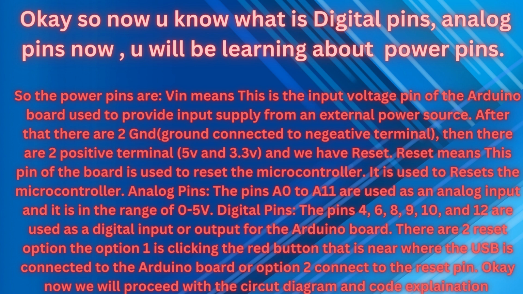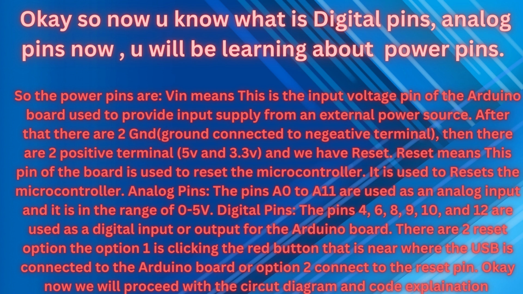Okay, so now you know what digital pins and analog pins are. Now we will be learning about power pins. So the power pins are: VIN, the input voltage pin of the Arduino board, used to provide input supply from an external power source. After that, there are 2 GND pins, ground, connected to the negative terminal. Then there are 2 positive terminals, 5V and 3.3V, and we have reset. Reset means this pin of the board is used to reset the microcontroller.